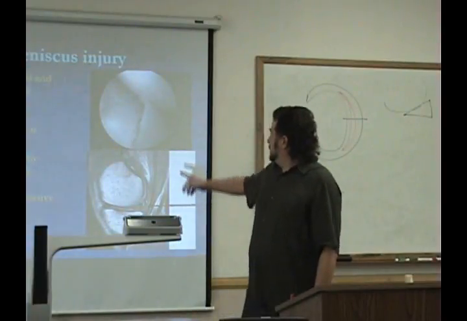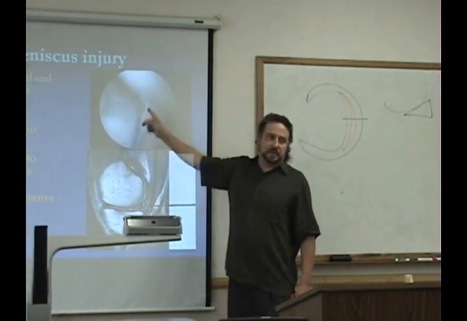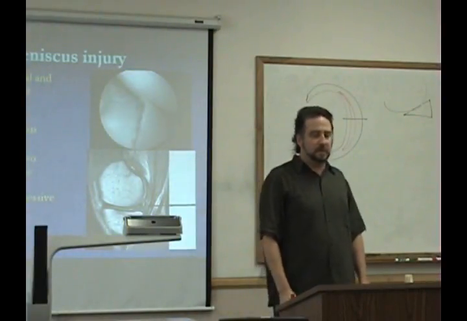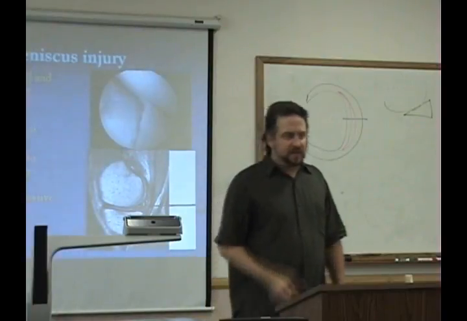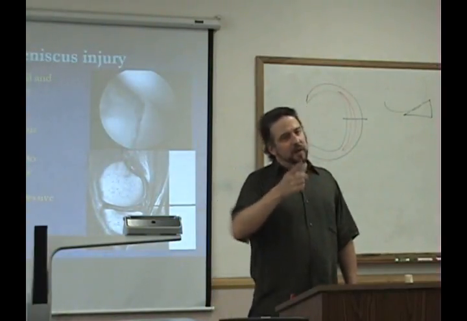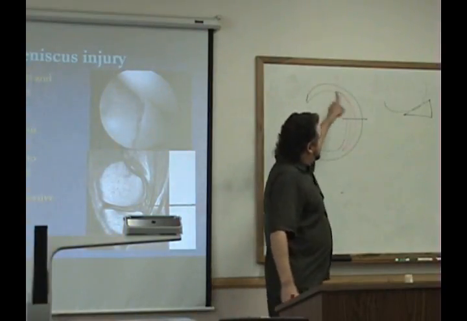And then, you know, this is the meniscus here, and you can see where you can have the tears in it. This is some arthroscopic view. And so you can have just simple tears in it, or you can have more complex tears. Like I said, you have the bucket handle tears.